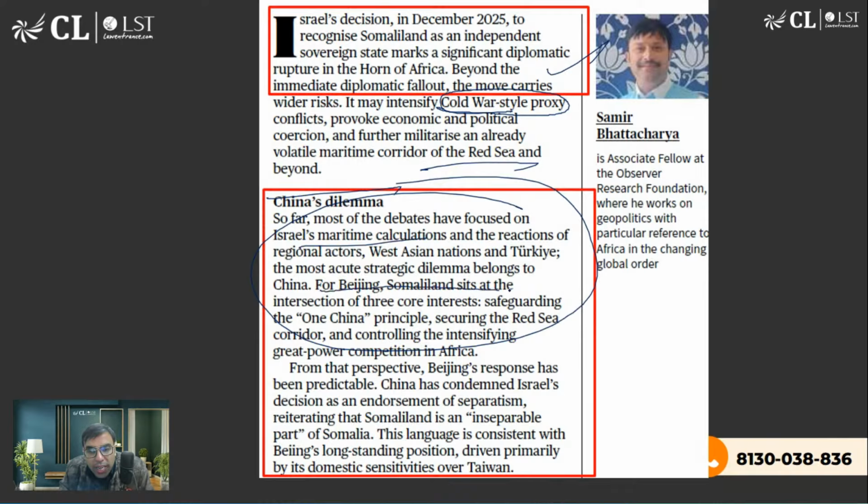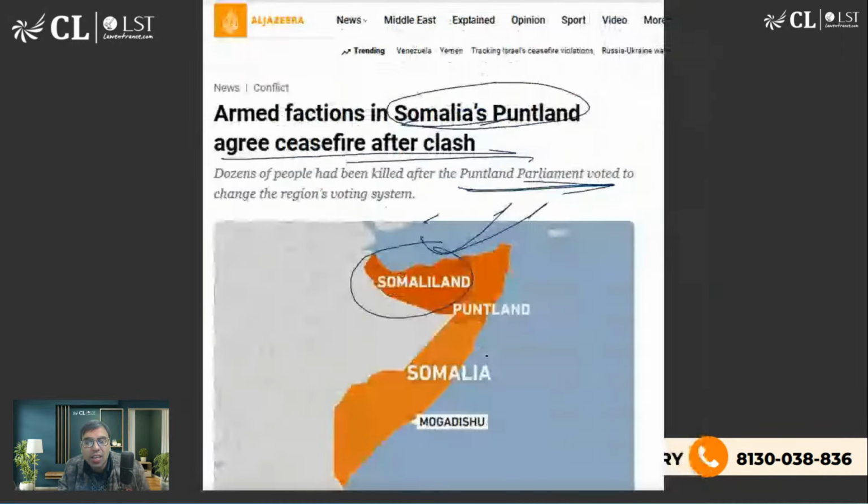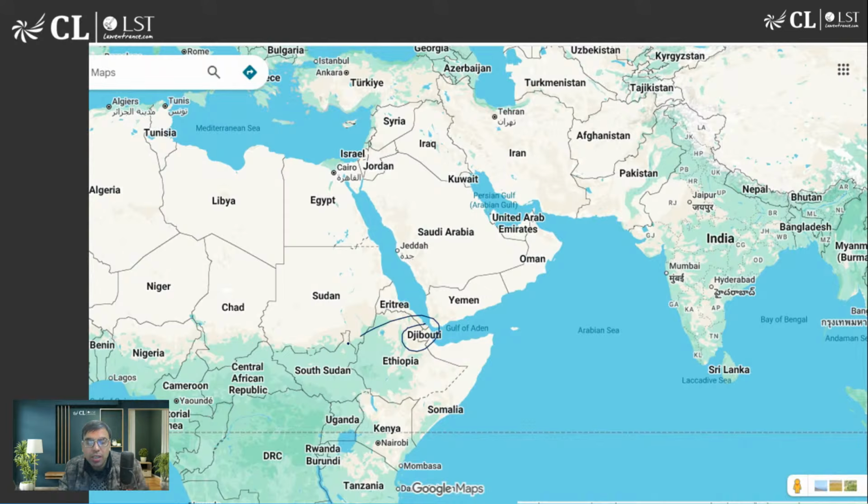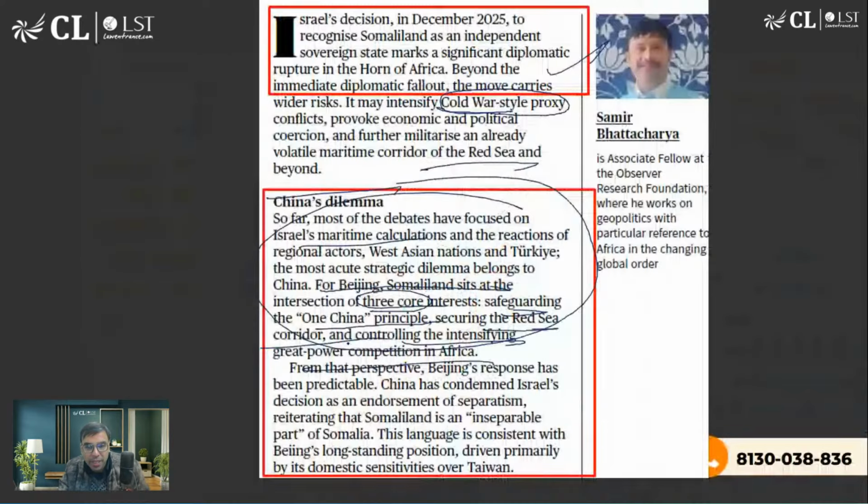For Beijing, Somaliland sits at the intersection of three core interests: safeguarding One China policy, securing Red Sea corridor, and completing and satisfying great competition in Africa. Right, China is very much interested in Africa. I'm sure you must be aware. China is having Djibouti, they are having military base. Then China is actually also concerned about Red Sea corridor.